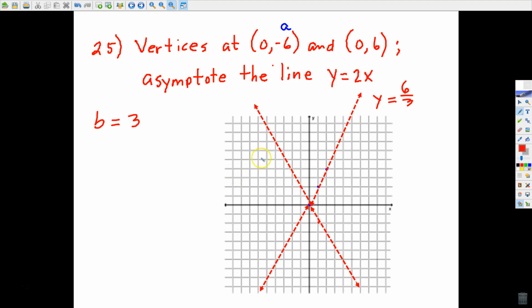Well, now it's pretty easy. Will my equation start with x squared or y squared, depending on where the vertices are? Will I lead with x squared or y squared? y squared, because the vertices are on the y-axis. Okay? a squared always is the first or the left denominator. What is that going to be?